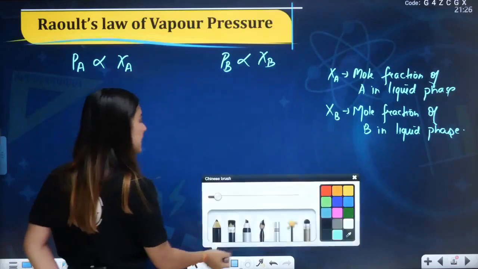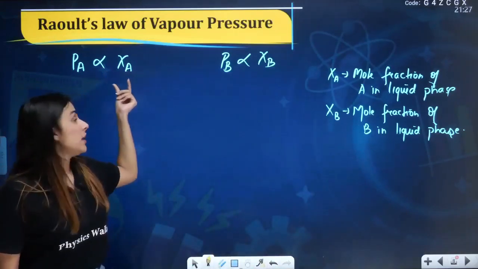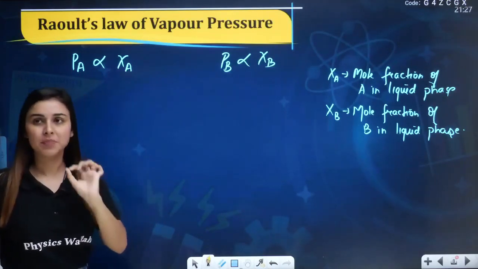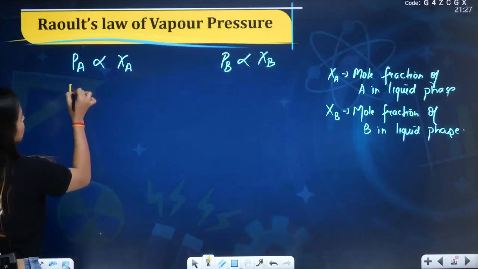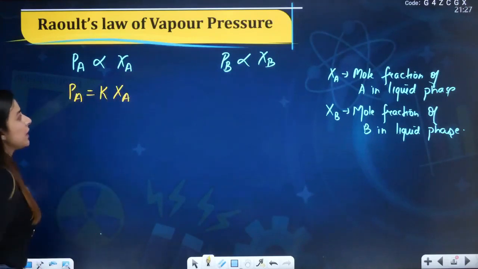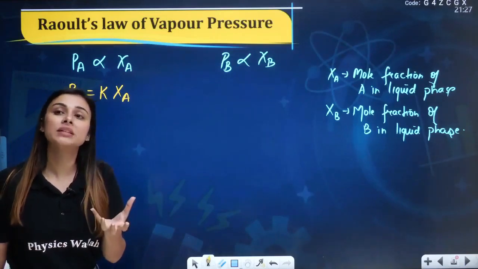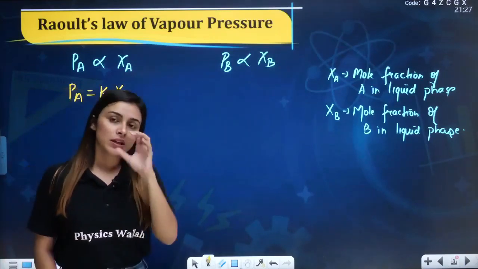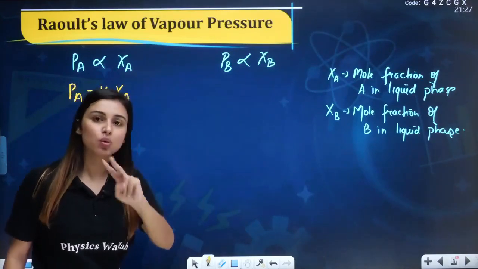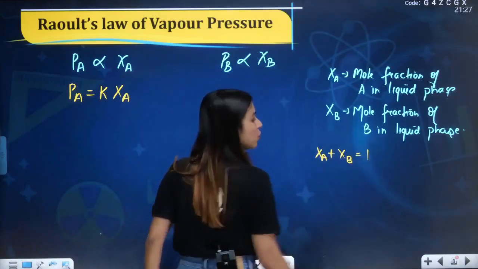Now, my dear students, let's move forward. PA is directly proportional to XA and PB is directly proportional to XB. If you remove the proportionality, PA will be equal to some constant K into the mole fraction of A. You know that you have a solution with only 2 components, and the sum of all the mole fractions is always equal to 1. So mole fraction of A plus mole fraction of B is equal to 1.